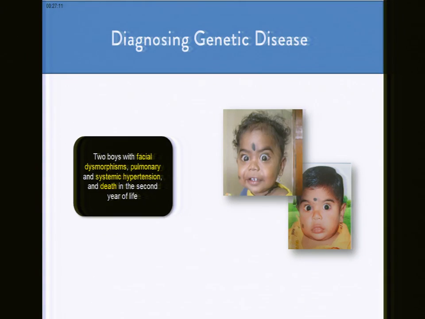Then, when the family wanted to have a third child, we were able to check that the third child doesn't have the variant. The third child was born a few months ago and she's doing well.